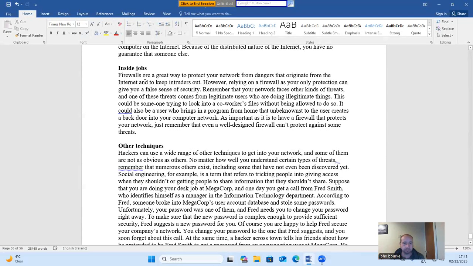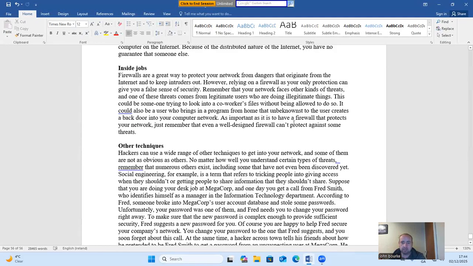Inside jobs. Firewalls are a great way to protect your network from dangers that originate from the internet and keep intruders out. However, relying on a firewall as your only protection can give you a false sense of security. Remember that your network faces other kinds of threats, and one of these threats comes from legitimate users who are doing illegitimate things. This can be someone trying to look into a co-worker's files without being allowed to do so. It could also be a user who brings in a program from home that, unbeknownst to other users, creates a backdoor into your computer network.